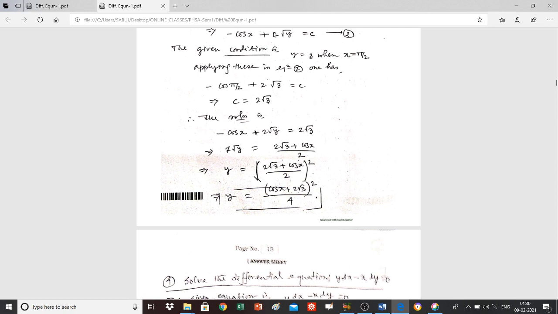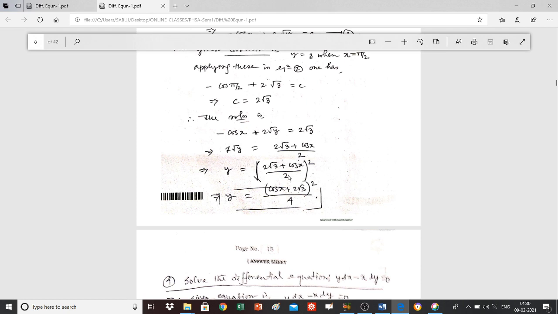And then from this relation, equation number 2, minus cos x plus 2 root y is equal to 2 root 3, because c has the value 2 root 3. Or from here 2 root y is equal to 2 root 3 plus cos x, and this 2 is taken to the other side. So root y is equal to 2 root 3 plus cos x by 2, and then y should be the square of this term. So this is the solution.